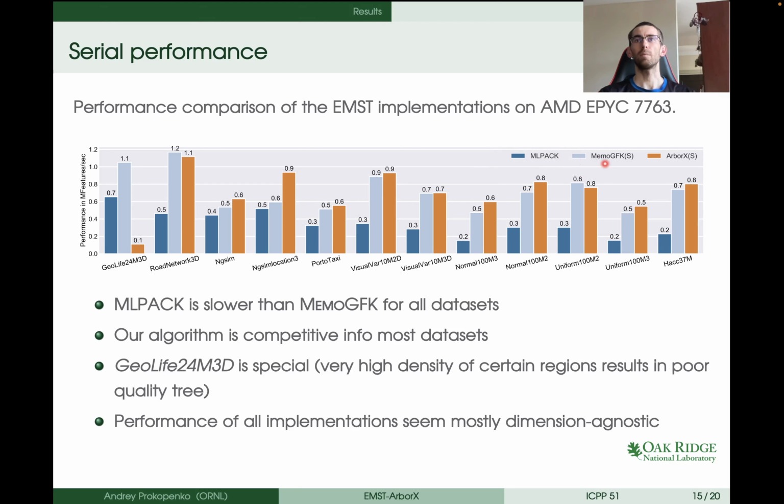And we compare against MemoGFK library, which is a well-separated pair decomposition based approach, which is the best known to us parallel implementation of the Euclidean minimum spanning tree. We'll start with comparing the sequential performance of the libraries on all the datasets on an AMD EPYC CPU using a single core. In terms of the performance, we measure the million features per second, and by feature we mean the number of points multiplied by the dimensions.